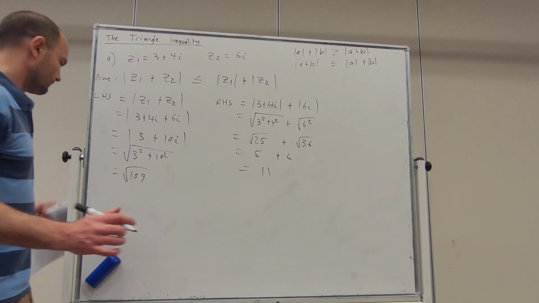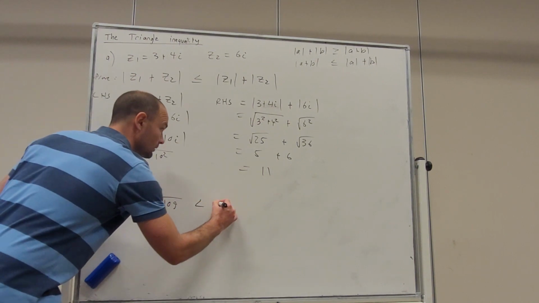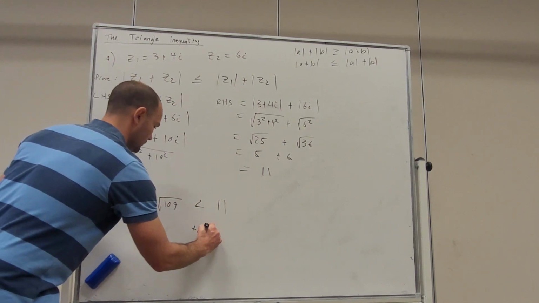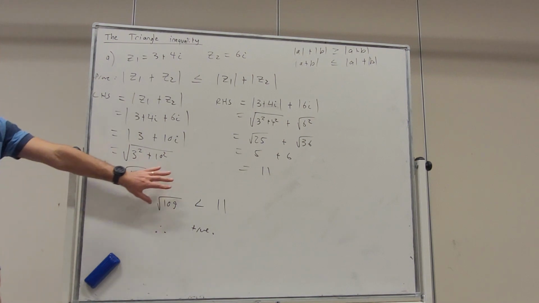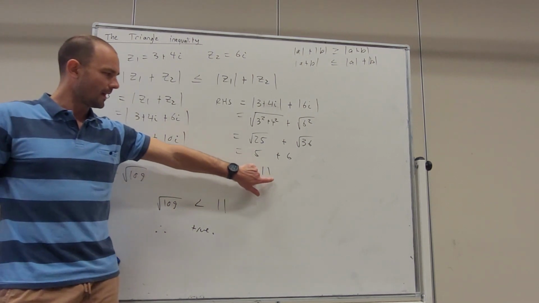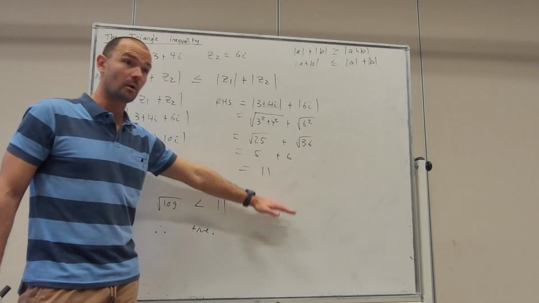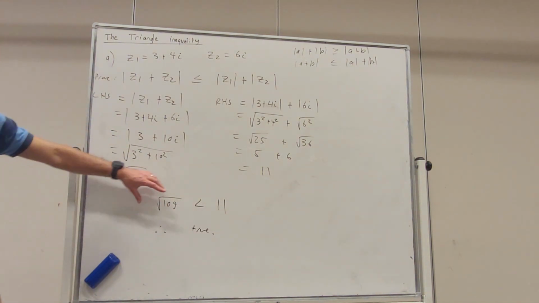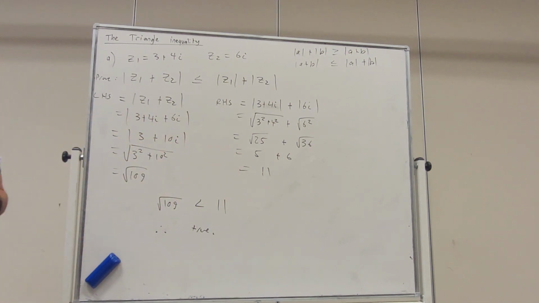Now, I can see this is true. Therefore, true in this circumstance. I can see this is true, and I'll explain why. 10 squared is going to be 100. 11 squared is 121. So that means the square root of 121 is 11. So the square root of 109 has to be somewhere between 10 and 11, which is less than 11. Okay, so it's true in this circumstance.